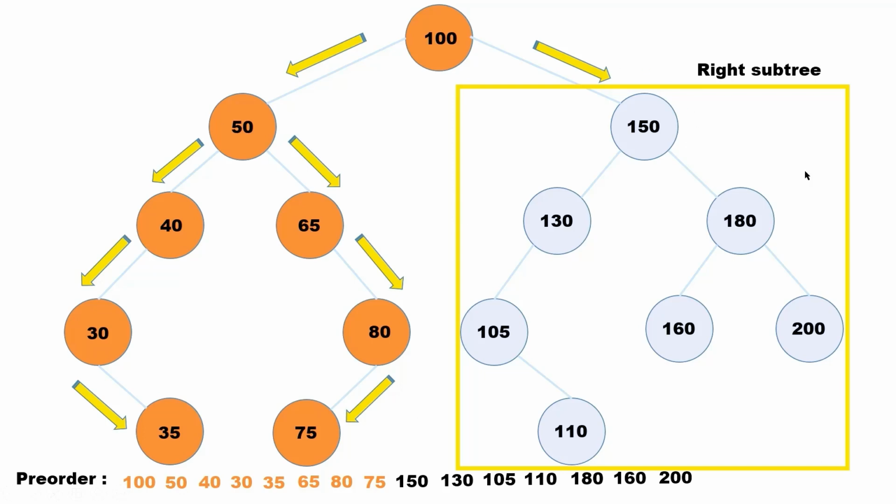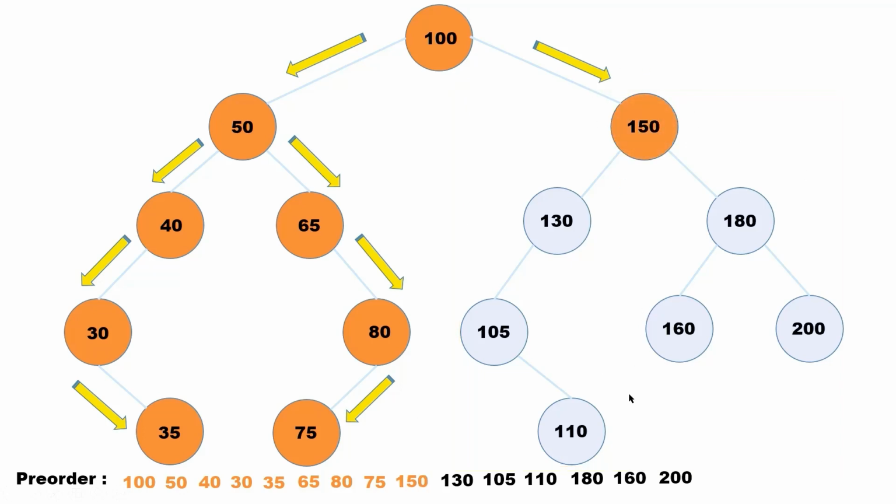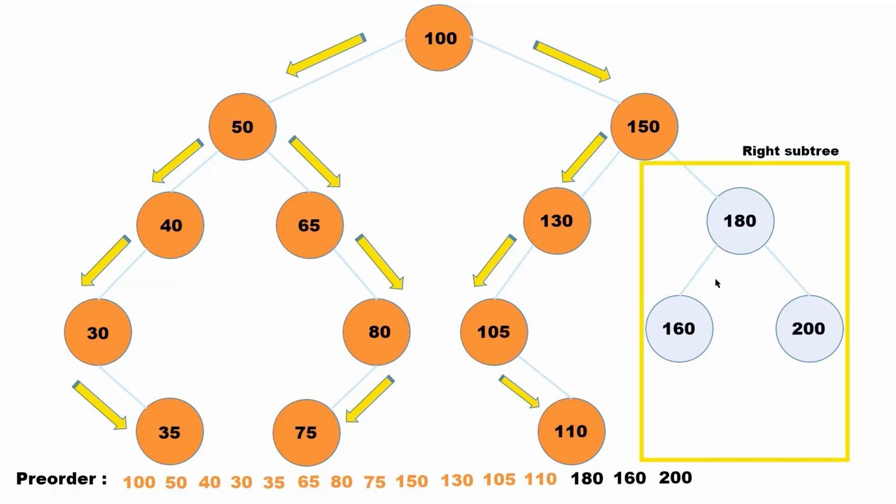In this right subtree, we can see that 150 is the root, so 150 gets visited. After that, we move to the left part of it, so 130 gets visited. Then 130's left part is 105, and 105 gets visited. 105 does not have any left side, so it goes to the right part, which is 110, and 110 gets visited.